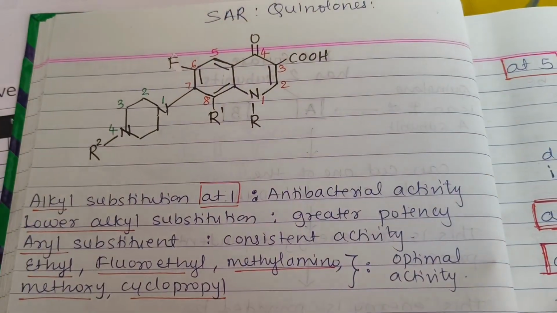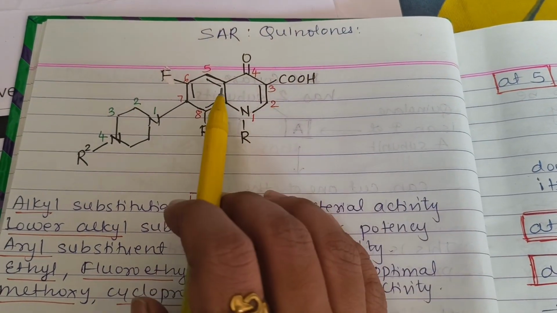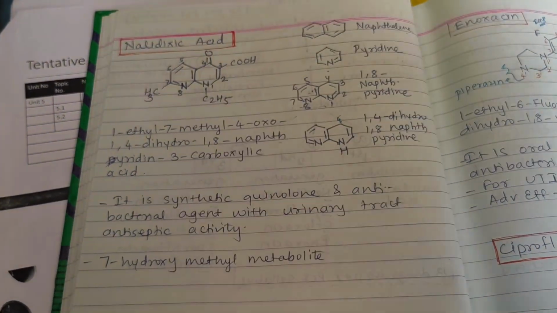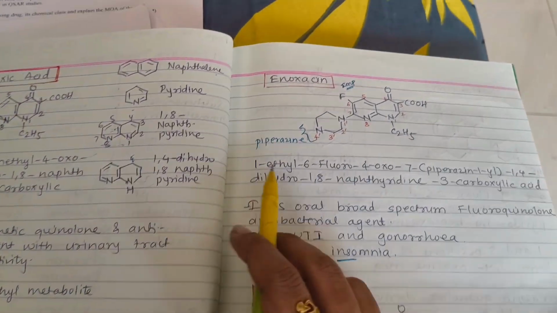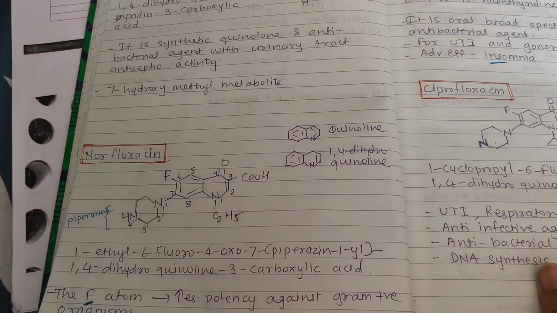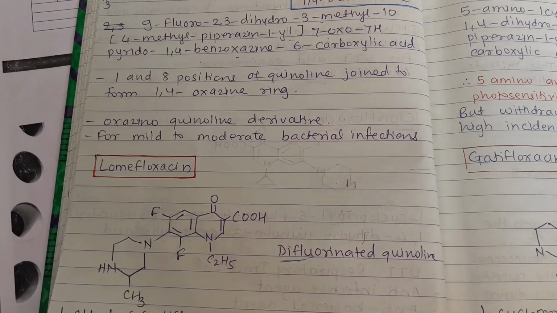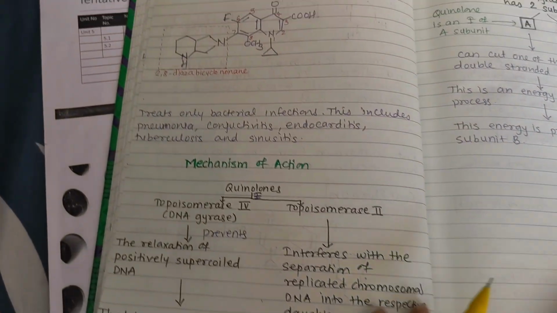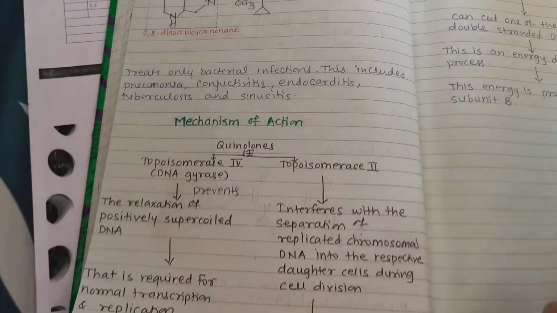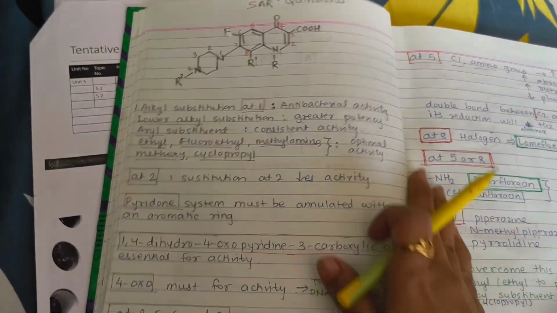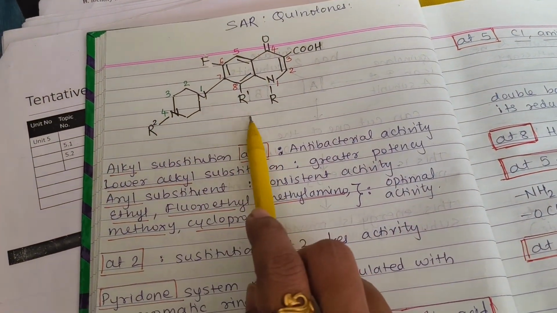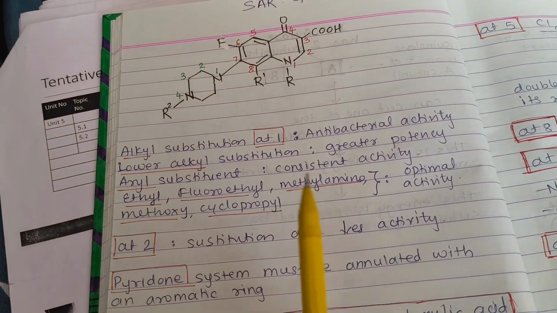Learn structure activity relationship of quinolones. We have seen so many quinolones earlier, starting from nalidixic acid, then similar to that is enoxacin, norfloxacin, ciprofloxacin, ofloxacin, lomefloxacin, sparfloxacin, and gatifloxacin. After that, moxifloxacin. Mechanism of action also we have learnt in the earlier video. Now the SAR is very important from this chapter, because this question has been asked the maximum number of times.